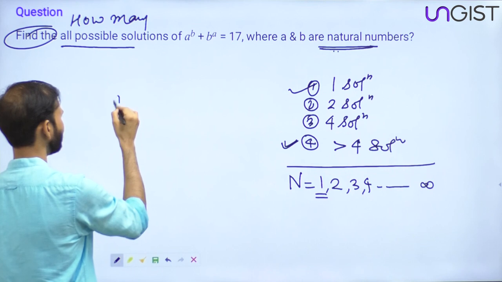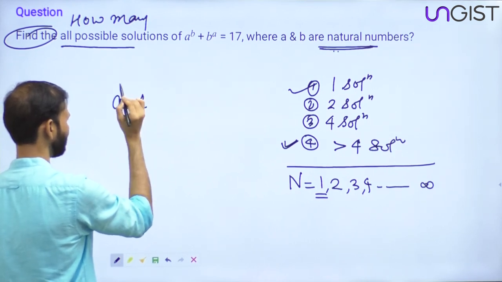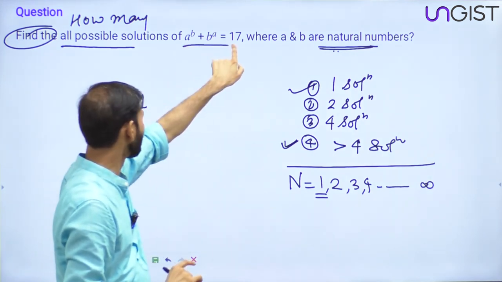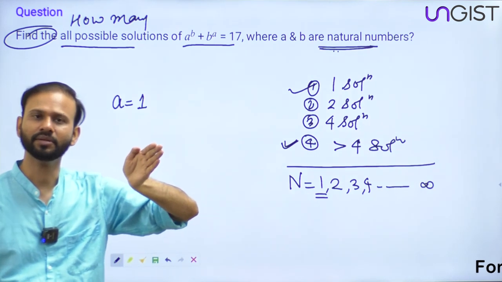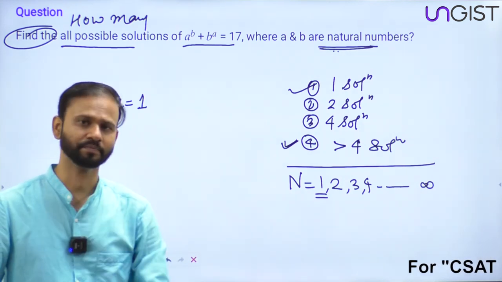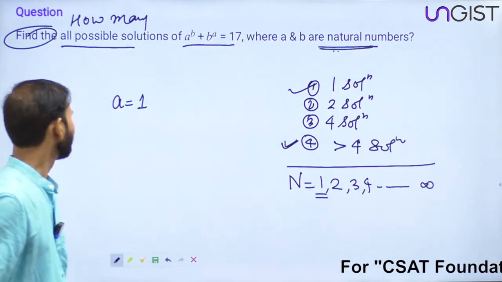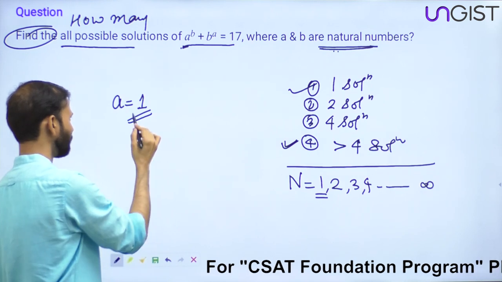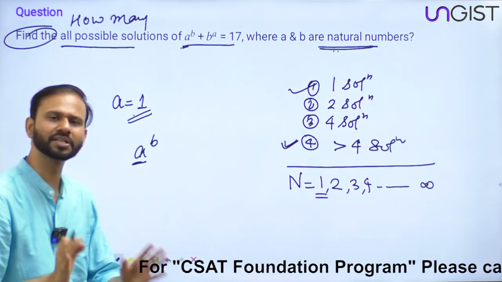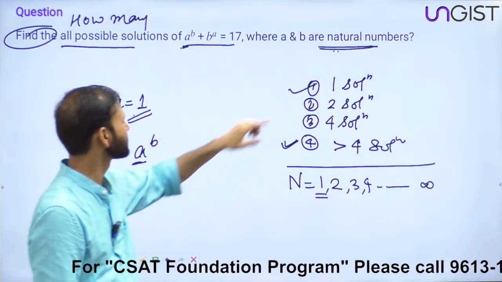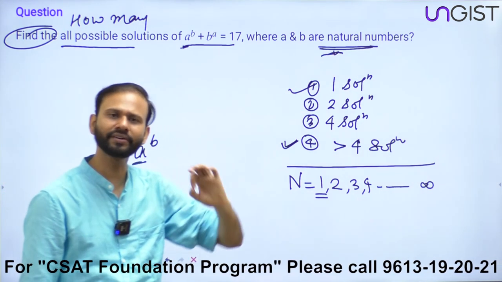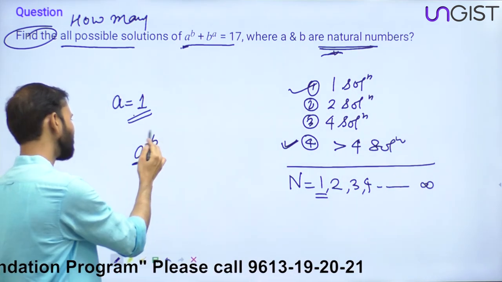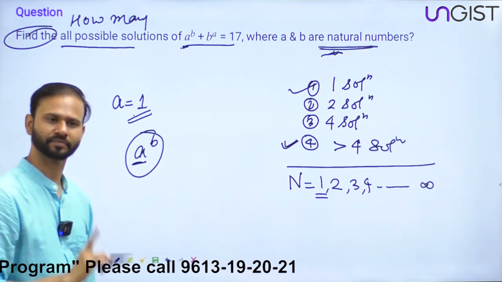If, let's say, we have considered A as 1, right, everyone? Now, if we have considered A as 1, so this expression is saying what? A raised to the power B plus B raised to the power A. So 1 raised to the power B. 1 raised to the power any number is 1. Why? Because B is also a natural number, right? So 1 raised to the power any natural number will always be 1. So this expression will always be 1 if A is 1, correct?